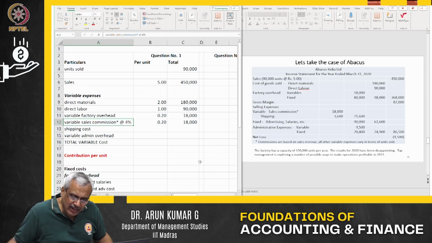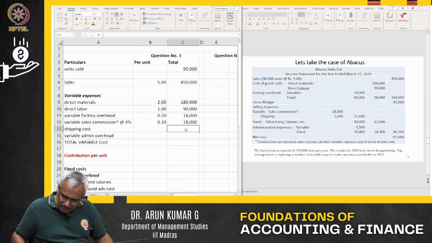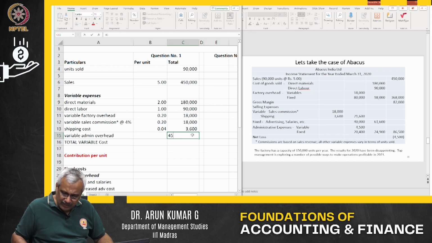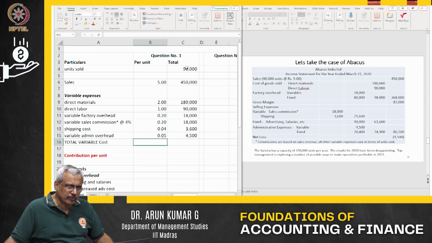Next we move on. Variable shipping, my shipping cost is about 3,600, and that is the cost per unit. Then I have my fixed admin and advertising salaries, I am ignoring that. Then I have my variable admin expenditure of 4,500. So, 4,500 variable divided by 90,000 is going to give me about 0.05. This is what I call the variable cost.